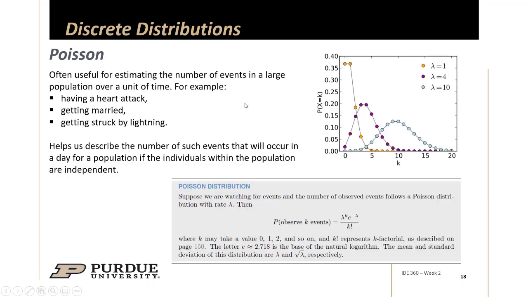And then another discrete distribution, one which is really relevant, is the Poisson distribution. This one estimates the number of events that happen per unit of time. So for example, let's say that you are counting heart attacks in a population, or getting married within a population, getting struck by lightning, or even the number of customers that come into a shop for a certain period of time. So we calculate the probability of observing a certain number of events k through this formula, which includes lambda, which is a rate that we will use.